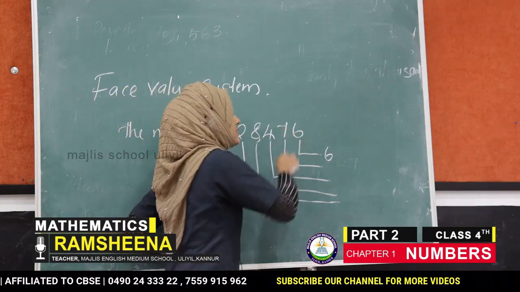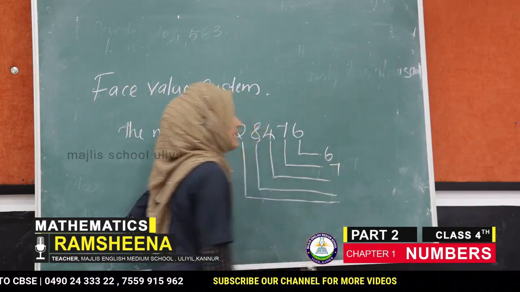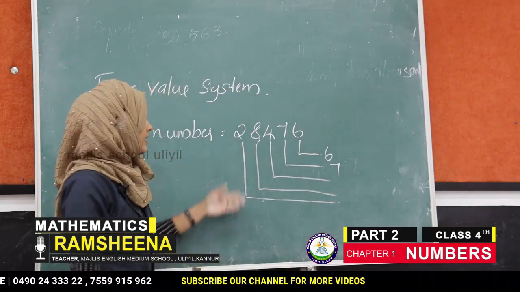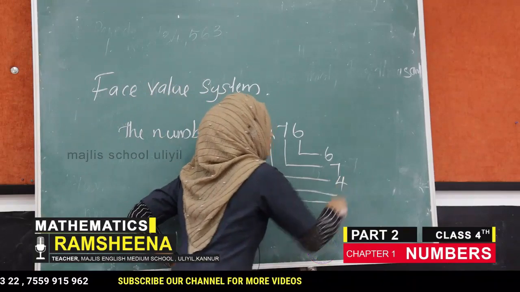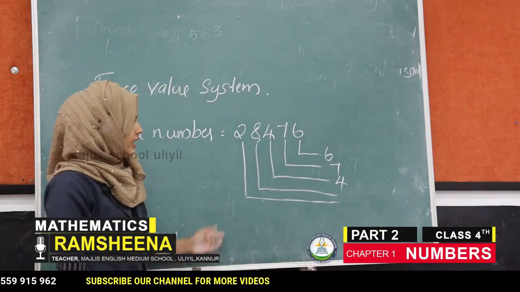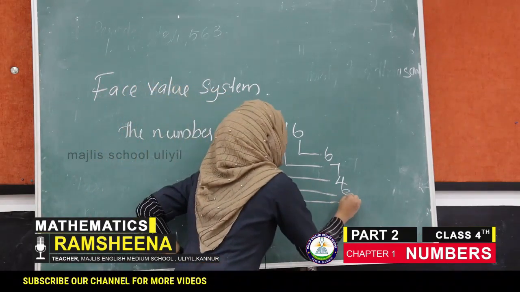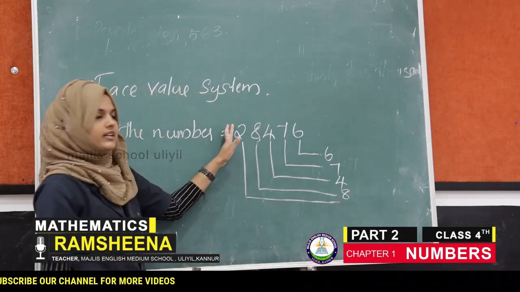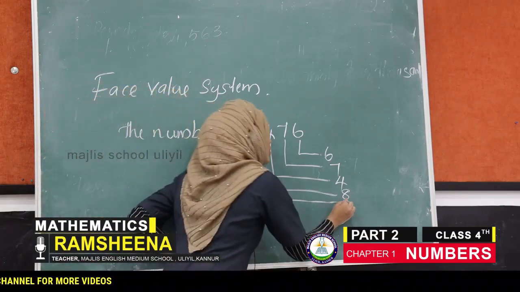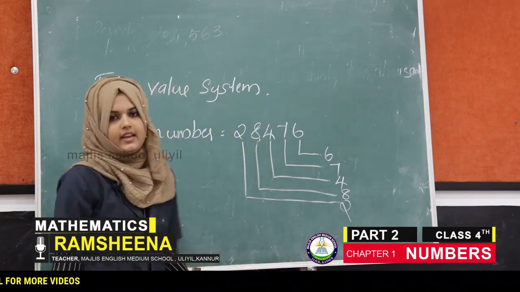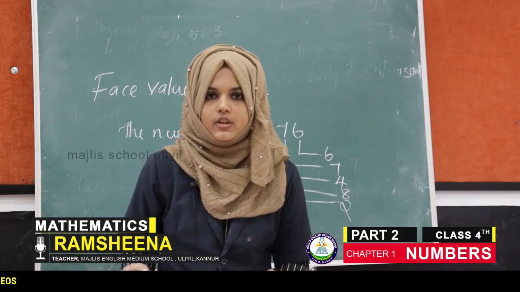Then the face value of the number 7 is only 7. The face value of the number 4 is only 4. Then next, the face value of 8 is only 8. Then the last one, the face value of 2 is only 2. This is the face value system. Okay, all of you understood?